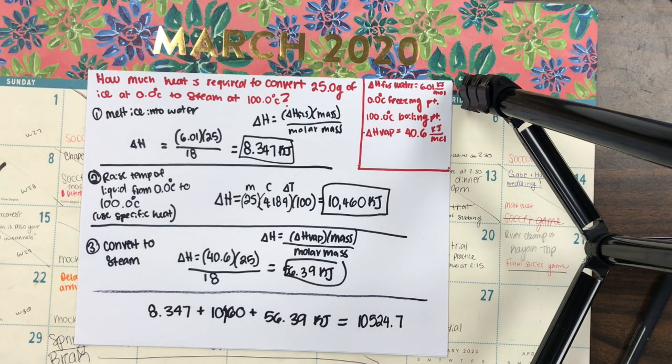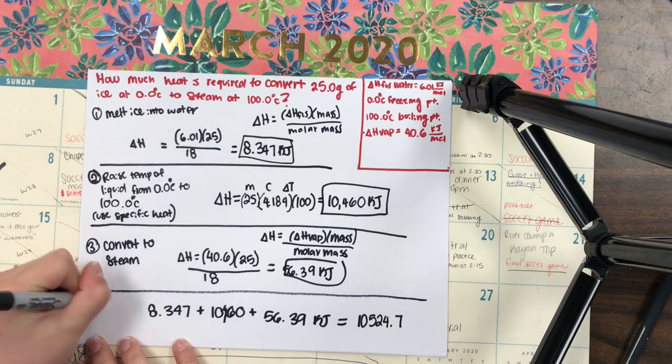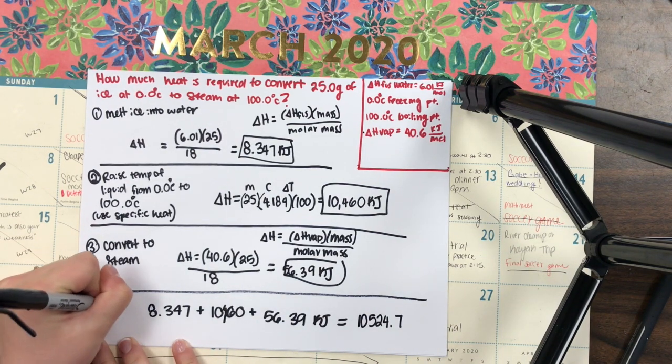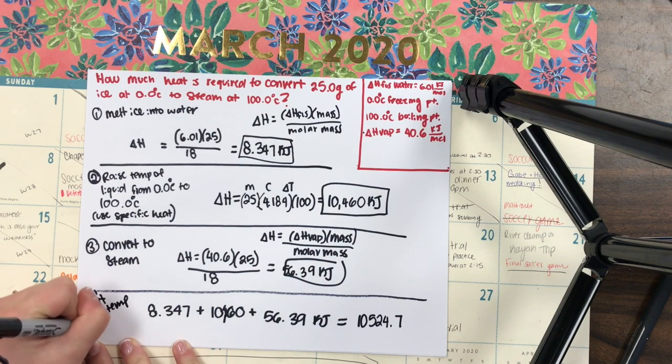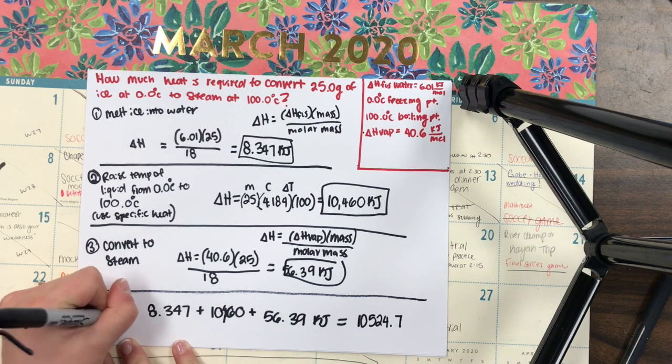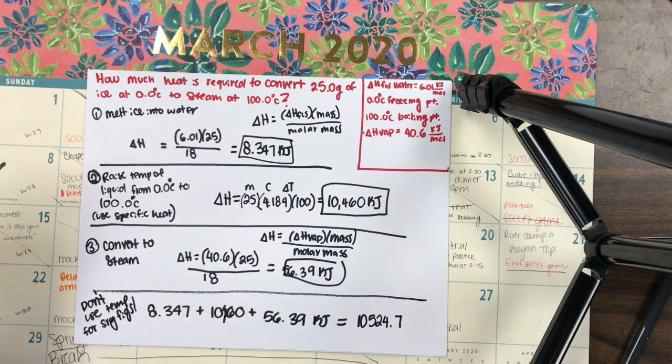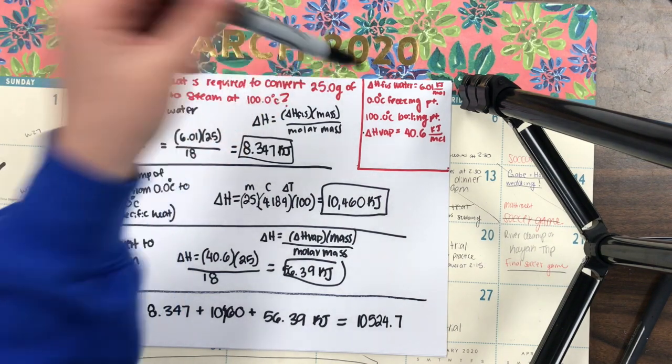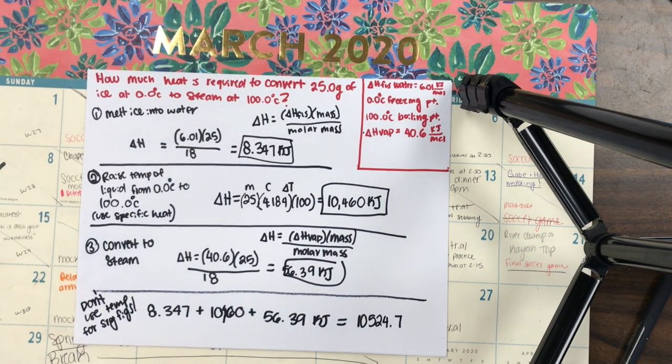The very last step in this problem is to look at sig figs. Remember, we do not use temperature for sig figs. Don't use temp for sig figs. So we're looking at the mass. That's the only other number that we have. It's going to be the 25.0 grams because that's the measurement that we took. So 25.0 grams has 3 sig figs in it.